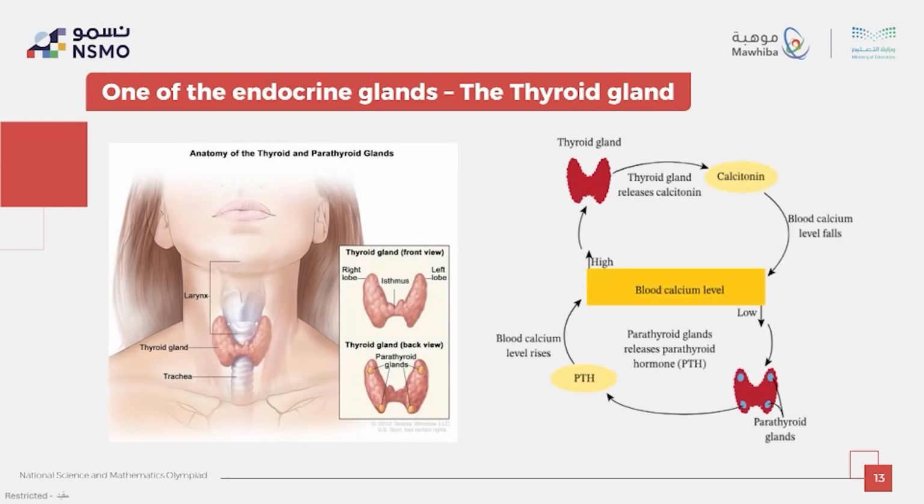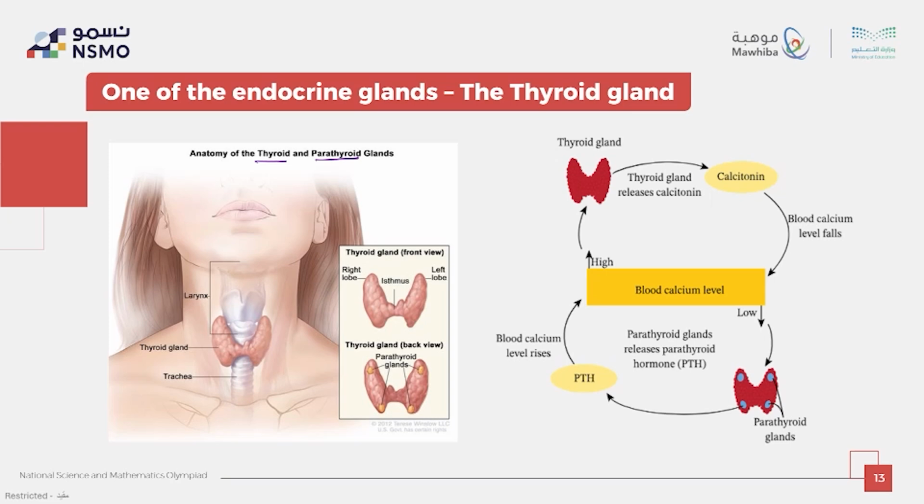Calcium levels in our body are very important, not only for bones and teeth, but also for muscle movement and nerve signals. So the body needs a smart system to keep calcium balanced. We will talk about the glands that maintain calcium level. This balance is controlled by two glands, the thyroid and parathyroid glands, and they work in harmony.